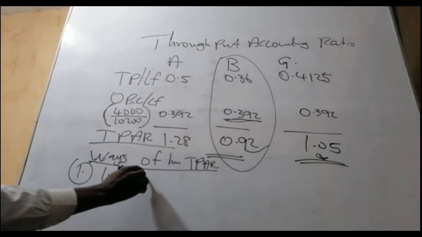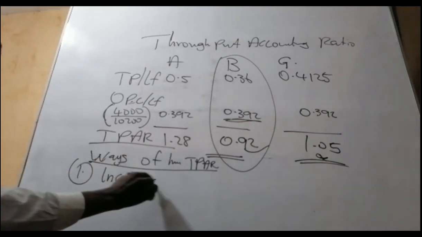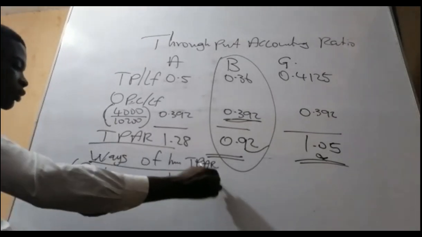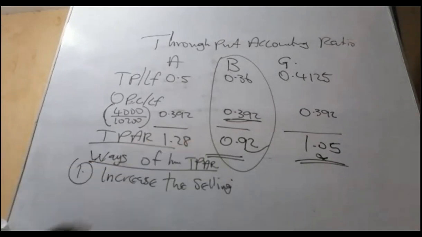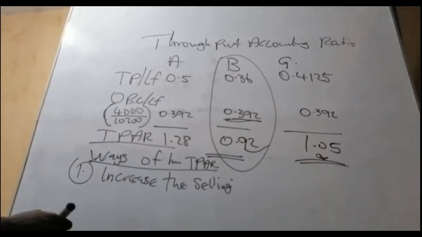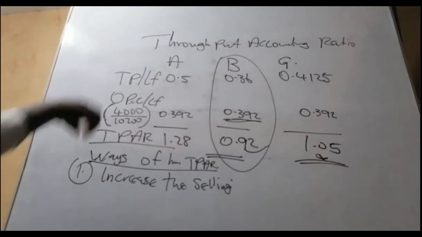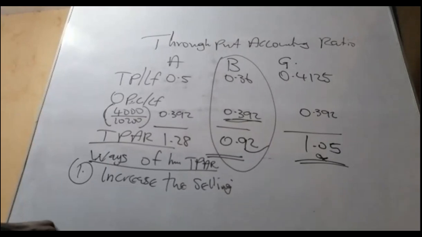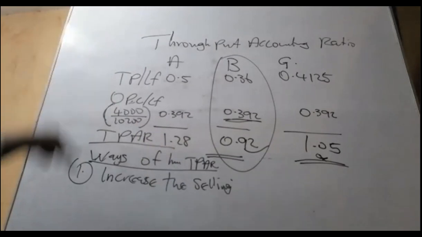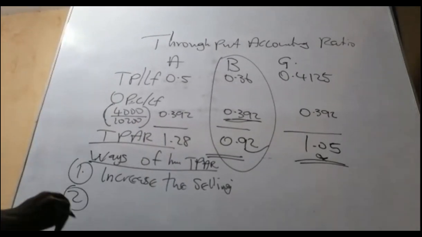Increase the selling price, of course. As soon as you increase the selling price, all other things being equal, the throughput will increase, and hence the throughput accounting ratio will increase. Two, reduce both the material and then the operating cost.